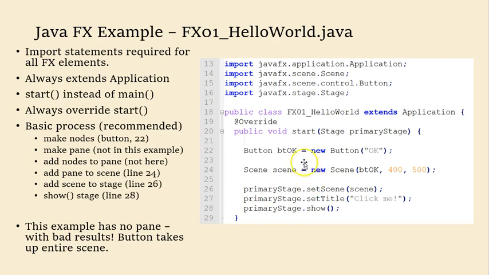Then we've created our node. We've created our scene and added the node to the scene. Now we add the scene to the stage, and that's done with set scene, and then show. That's the thing that's actually going to show it.